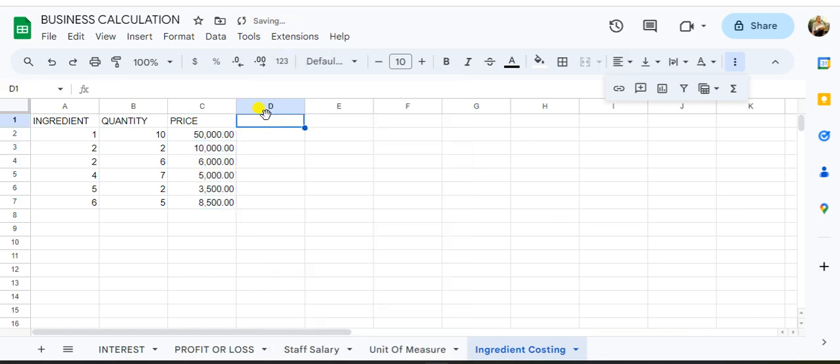So next we are going to look at the amount used. Let's say out of the 10 kg we use 5 kg. Out of 2 kg we use 1 kg. Out of 6 kg we use, let's say, 4 kg. Out of 7 kg we use 4 kg again. Then out of 2 kg we use 1 kg. Out of 5 kg we use 3 kg.